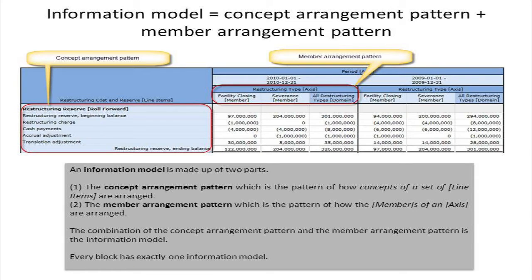An information model is simply the concept arrangement pattern plus the member arrangement pattern of a piece of a financial report. Every block has exactly one information model.